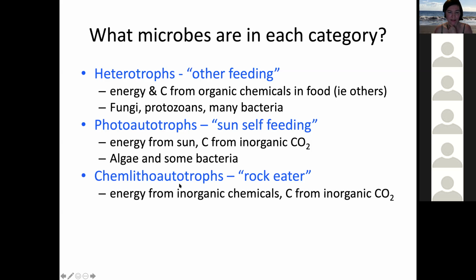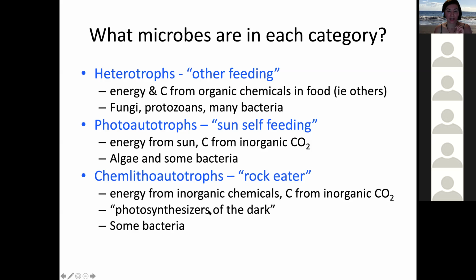All right. Now we've got chemolithoautotrophs. And the category here, chemolithoautotrophs, fungi, no. Protozoans, no. It's really only bacteria and, of course, some archaeans, many archaeans actually. Okay, so when I say bacteria on this slide, I mean bacteria and archaea. Okay, good.